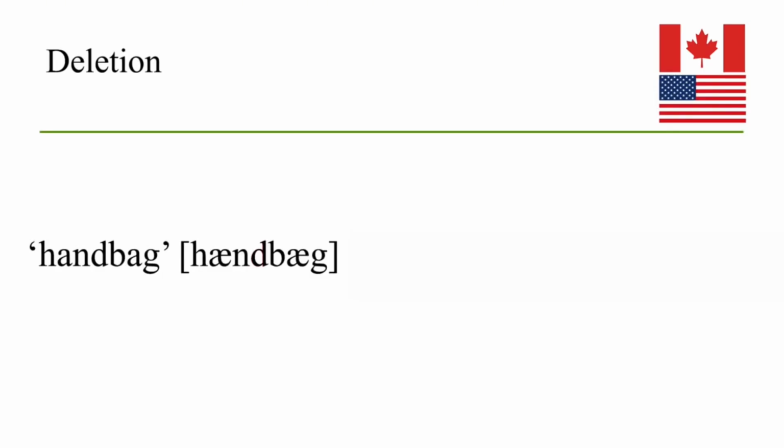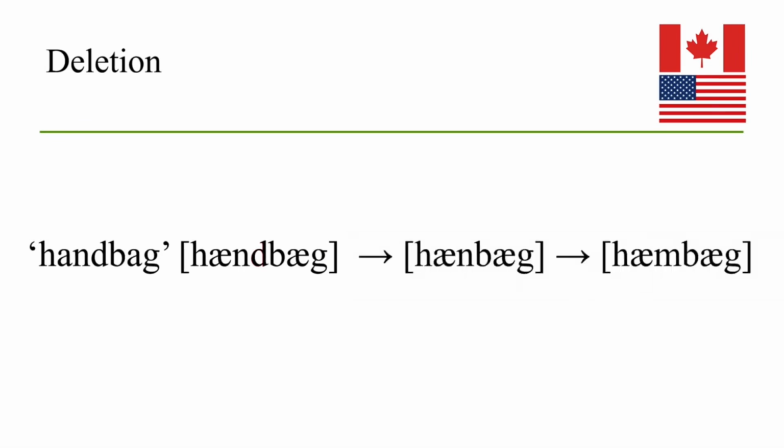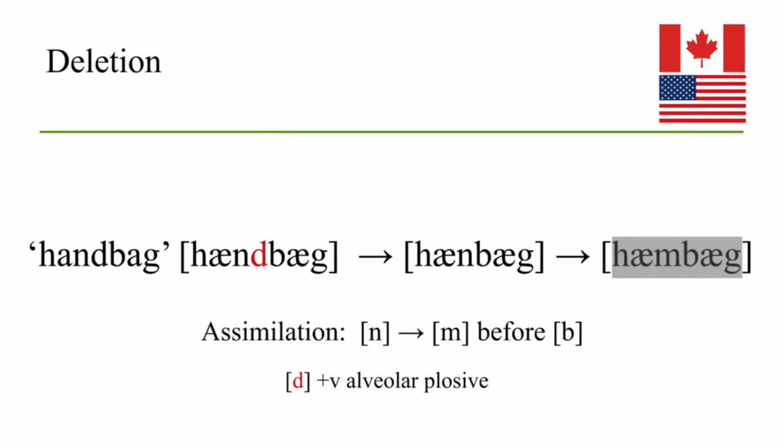Take the English word handbag, which we discussed in assimilation. We had handbag becoming "hanbag". So what is happening here? The D is deleted. It becomes nothing, it just disappears. Handbag becomes "hanbag". Of course, we also had it becoming "hambag", but that was a process of assimilation of na to ba, which is not relevant here.